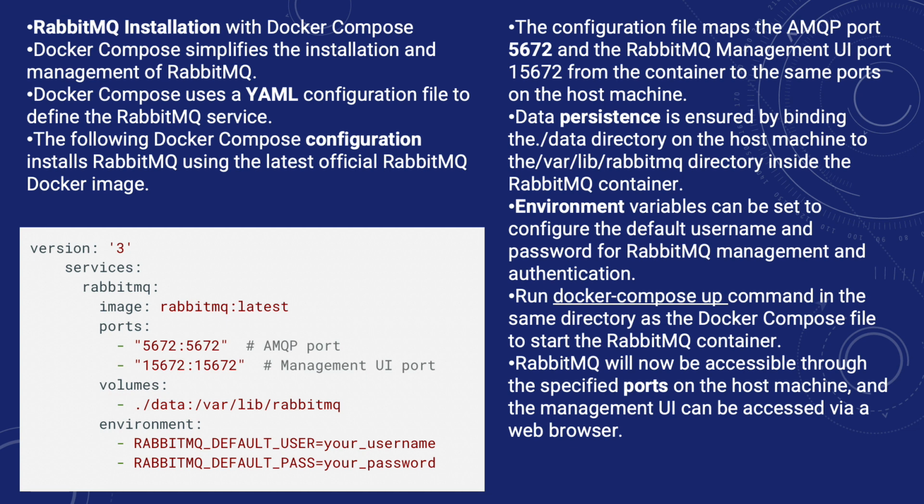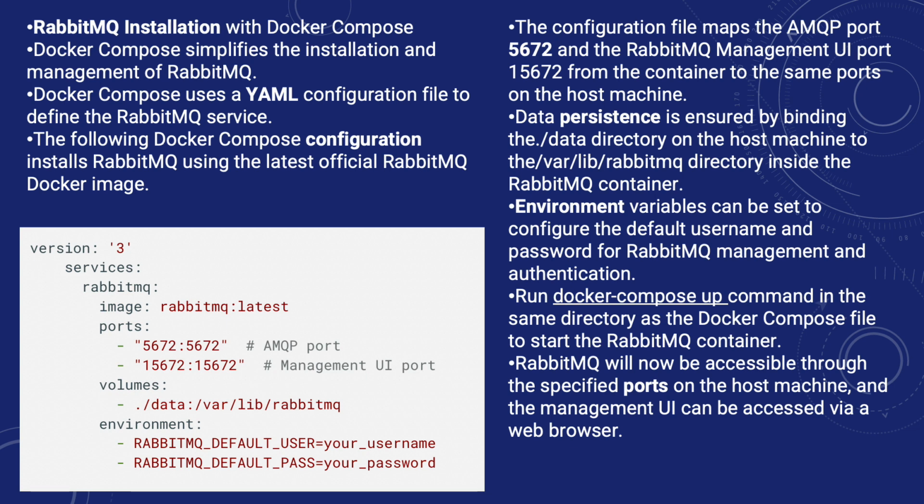The configuration file installs RabbitMQ using the latest official RabbitMQ Docker image. It maps the AMQP port 5672, and the RabbitMQ management UI port, 15672, from the container to the same ports on the host machine. This allows us to access RabbitMQ from our local system.